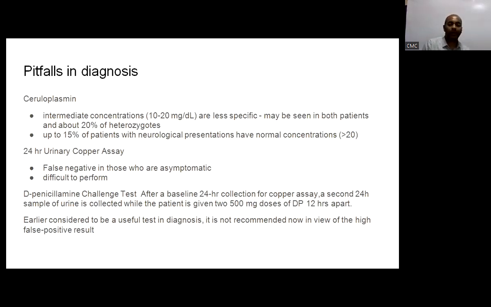24-hour urine copper can be false negative in those who are asymptomatic, and it's difficult to perform. We don't know how they are collecting, so how much to rely on these values. So we can also do a D-penicillamine challenge test. After a baseline 24-hour copper, we can give D-penicillamine 2 doses 12 hours apart and look at the 24-hour copper.